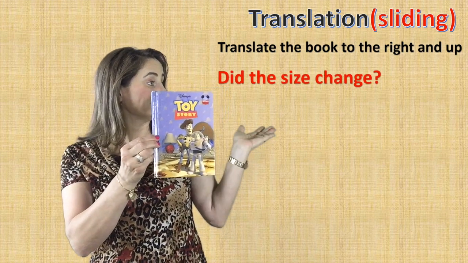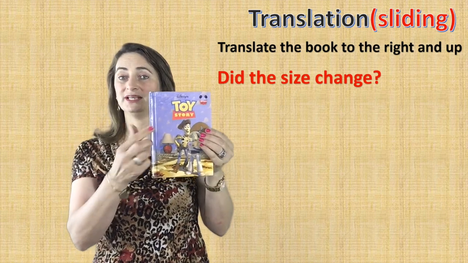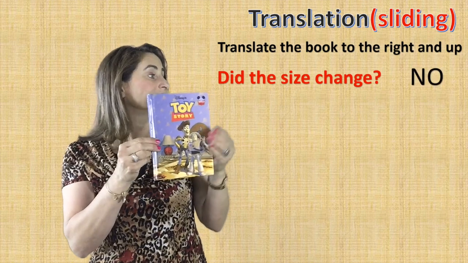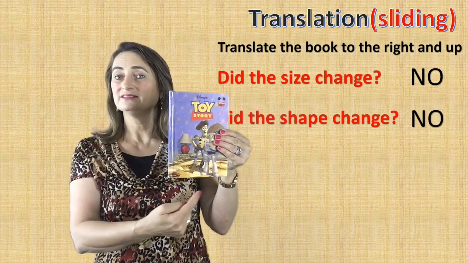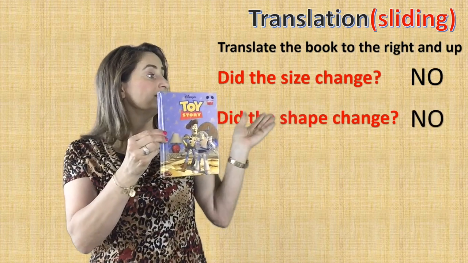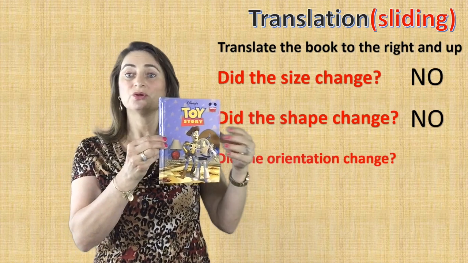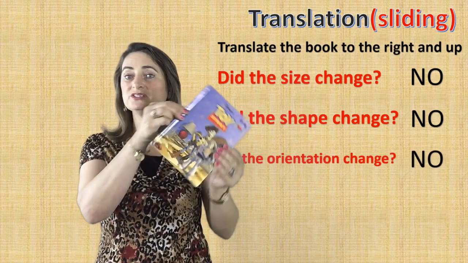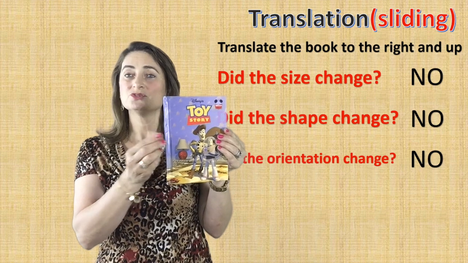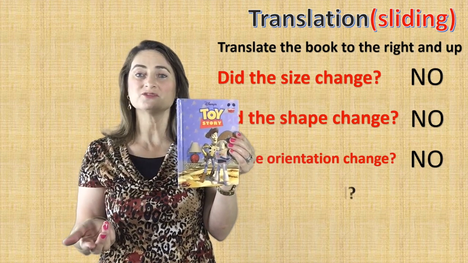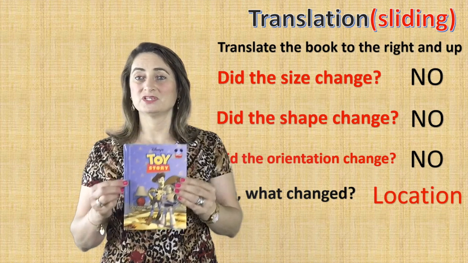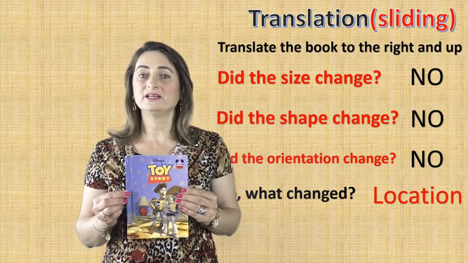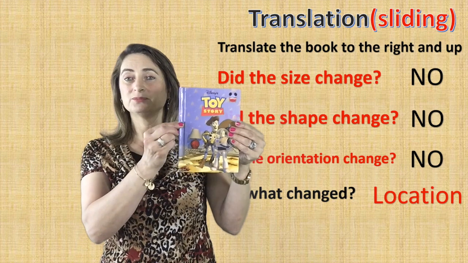Did the size change? No, it's still the same book. Did the shape change? No, it's still the same book. Did the orientation change? No, because it did not turn, so it stayed vertically up. So what did change? What kind of transformation took place? Only location. It was here, and after sliding it, or translating it, it went up to be here.